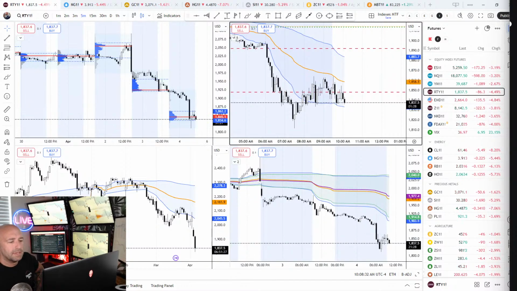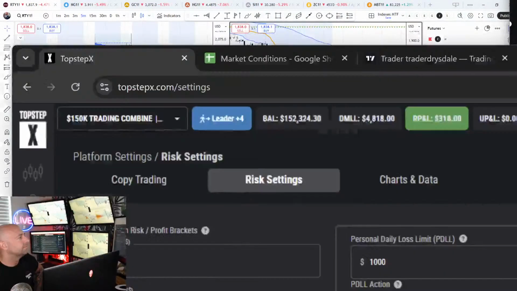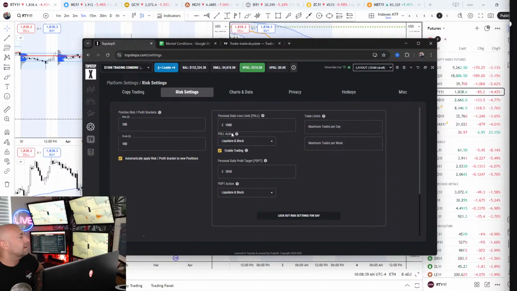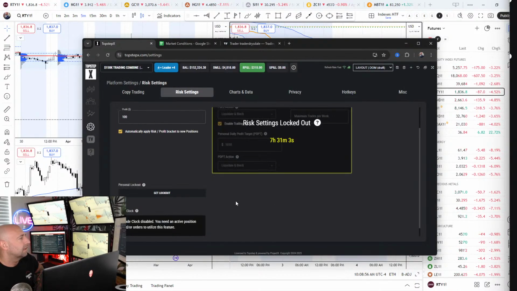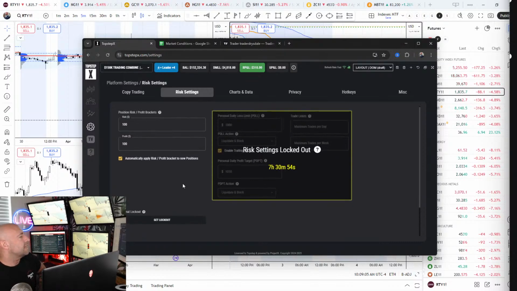So I do have these risk parameters in. $1,000 loss, $1,000 target. Oh, you know what? Probably hit my trailer. That's annoying. Is what it is. Keeps me safe. And I'm going to lock these out for the day. Lock me out. Actually, you know what? My high watermark was probably pretty high on that. Oh, well, it is what it is. We'll take it slow. All right, so I can't change this now.